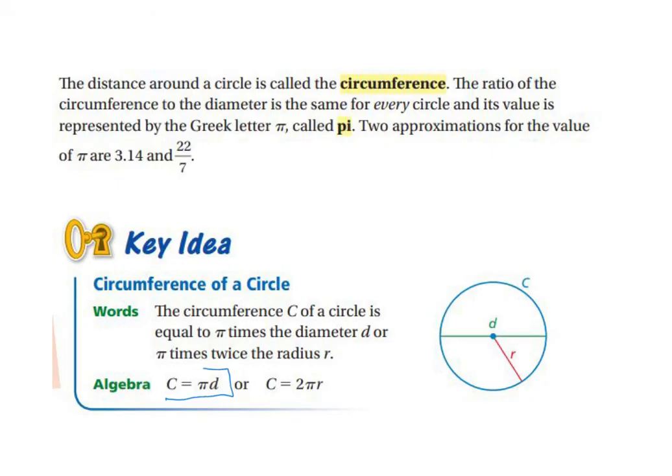So in your notes, these would be the two main things that you would need to write down and remember. Circumference is pi times diameter, or circumference equals pi times 2 times the radius.